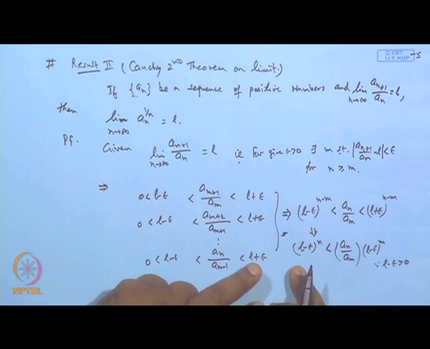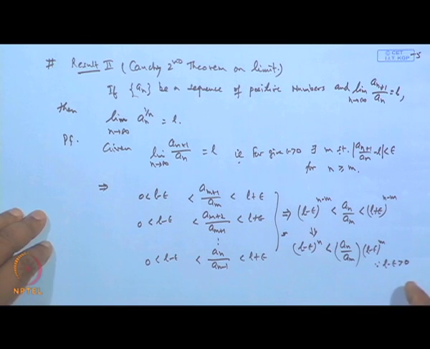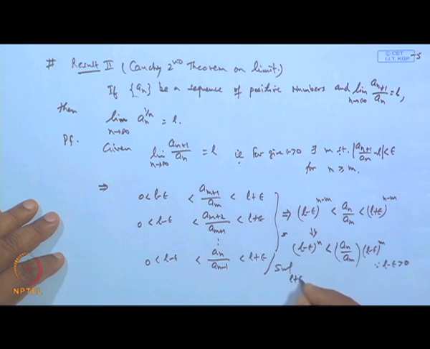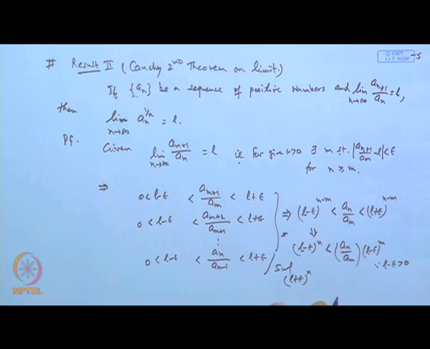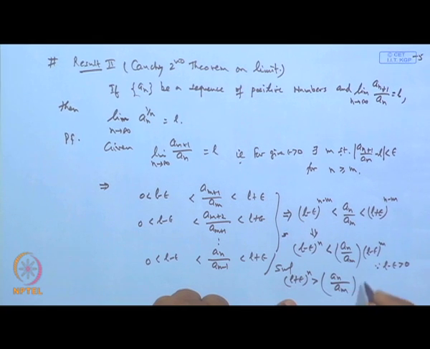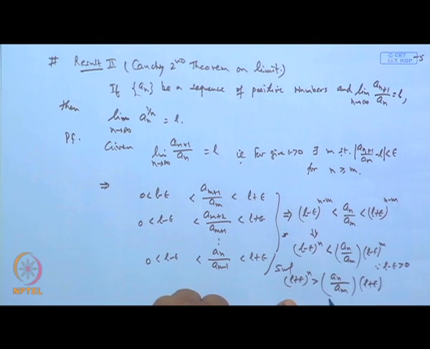Now, take the power 1 by n. Similarly, when you take (L plus epsilon) to the power n, here also we get that this is greater than a_n over a_m into (L plus epsilon) to the power m. Okay. Now, this part, L plus epsilon, is greater than 1.